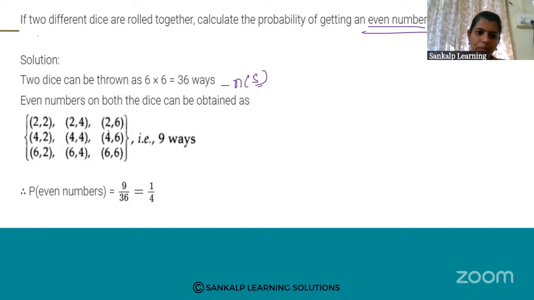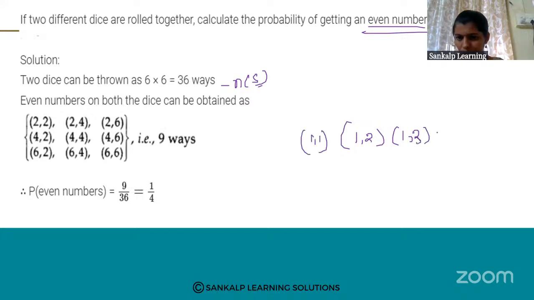So this is the total number of outcomes, that is n of S. Even numbers on both the dice can be obtained as follows. Observe carefully. You don't need to write all 36, only try to write even numbers. So in the first set we will get 1, 1, 1, 2, 1, 3, 1, 4, 1, 5, 1, 6. So 1 is not an even number. Therefore, we are not writing this outcome.